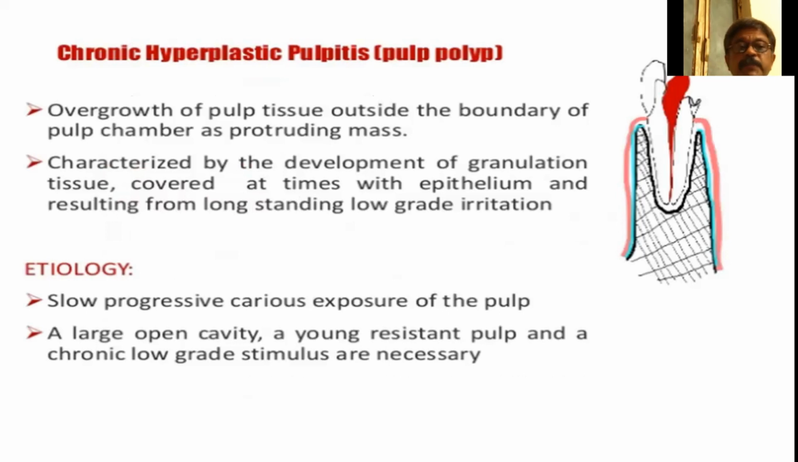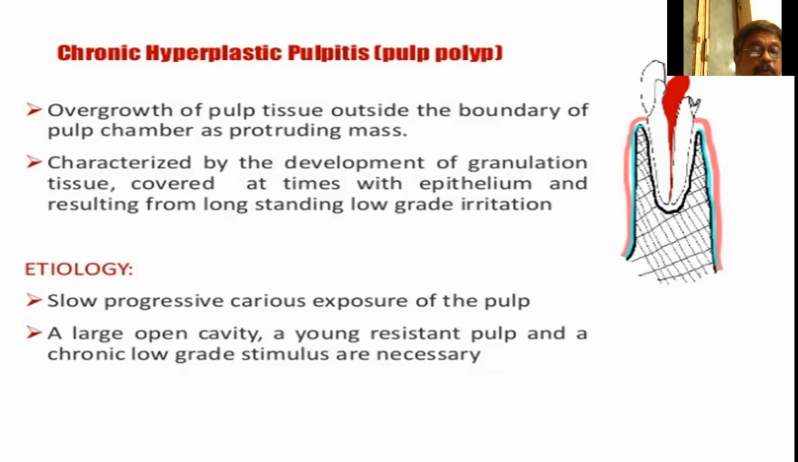Then coming to chronic hyperplastic pulpitis. This is also known as pulp polyp. This is the overgrowth of pulp tissue outside the boundary of the pulp chamber as a protruding mass, characterized by development of granulation tissue covered at times with epithelium and resulting from long-standing low-grade infection. The more important point here is that it's a very low-grade infection resulting in chronic hyperplastic pulpitis or pulp polyp.